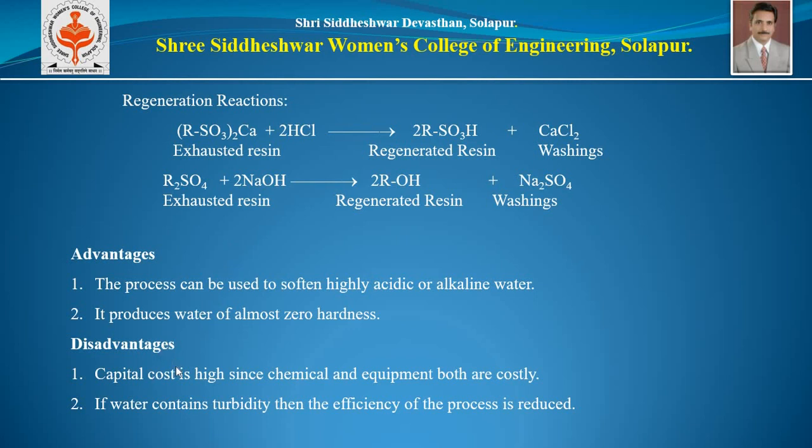But this has certain disadvantages. The cost of this process is high, and we cannot use turbid water, or even highly alkaline water, or hot water for softening, as the resin gets dissolved in the water. So this is the modern process of softening of hard water, the ion exchange resin process.